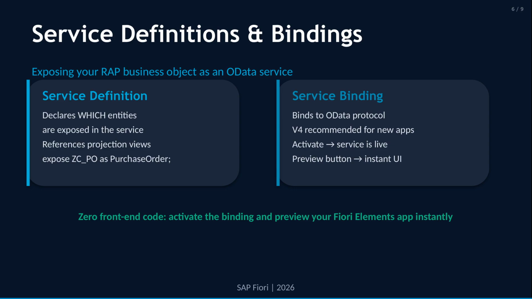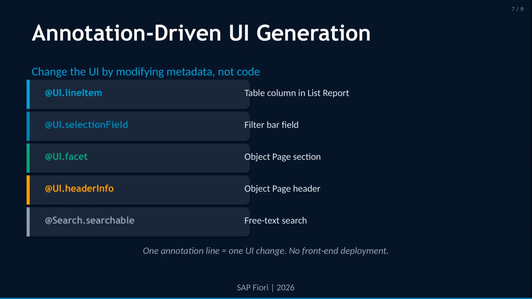The Fiori Elements UI is generated at runtime from the CDS annotations in the service metadata. You do not write any front-end code for a standard Fiori Elements app. The framework reads your annotations, builds the list report columns, generates the filter bar, creates the object page facets, and handles navigation. OData stays entirely in the ABAP backend.